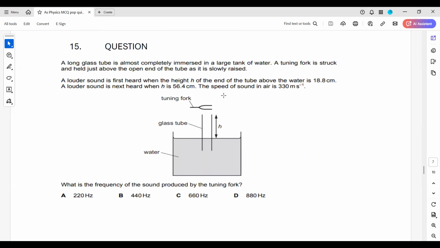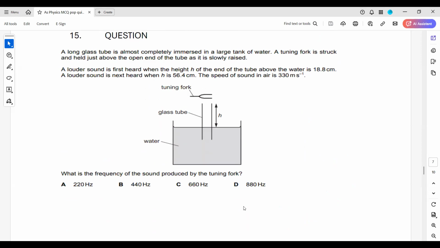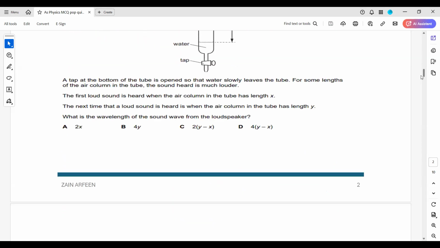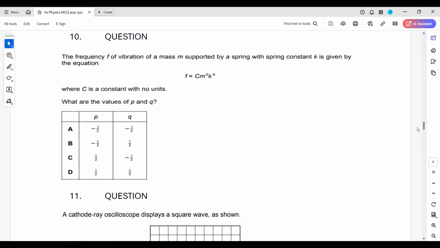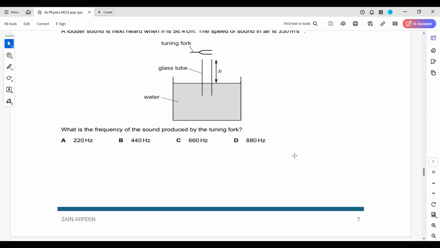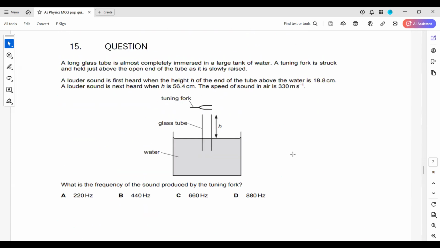Next, we have question 15. Any doubt? Question 15 is actually the same question as we did the third one. How to do this? Whenever you need the frequency or the wavelength of the original wave, you have to subtract the two patterns. In the question, a long glass tube is almost completely immersed in a large tank of water.